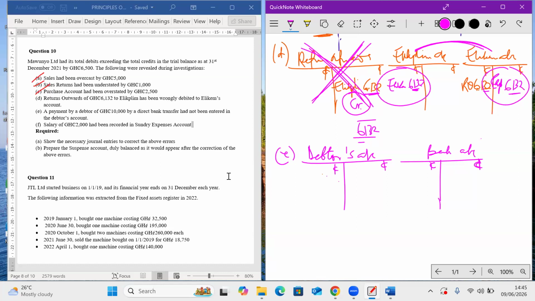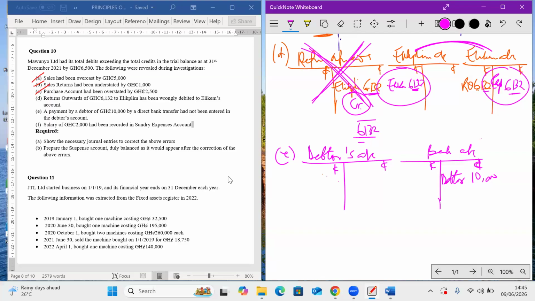Credit. Debit. Credits. 10,000. From where? From the debtor. Are you getting it? But it says that the payment by a debtor of 10,000 by a direct bank transfer had not been entered in the. They didn't tell you how it was done, but they said it had not been entered. So if you want to know how it was not entered, you have to first ask yourself how it was done in the other accounts. Then you know how it should be done in the debtors account. Do you get it?